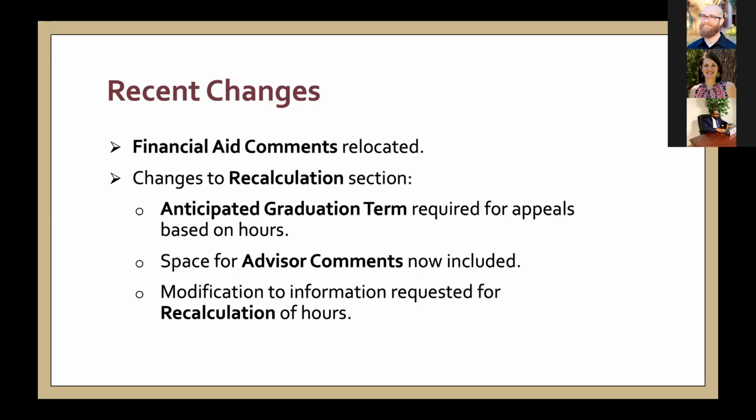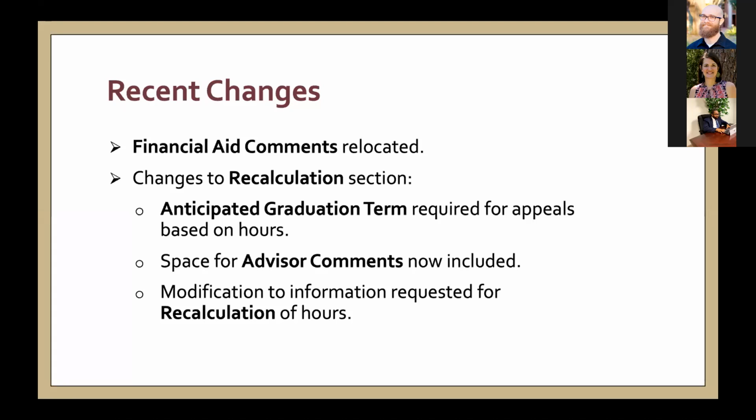The first one here is anticipated grad term. Prior to this change, on the forms that went through back in December or earlier in the spring, if the form was just an appeal of hours and there was no academic plan required, there wasn't a space on the form for you to indicate the anticipated graduation term for the student. That has changed now because financial aid does need this information, even if it's just a recalculation. They still want to know when that student is planning to graduate. So if you get a form that is an appeal of hours and you have that recalc section, you will now see an anticipated grad term and need to provide that in order to submit the form back to financial aid.